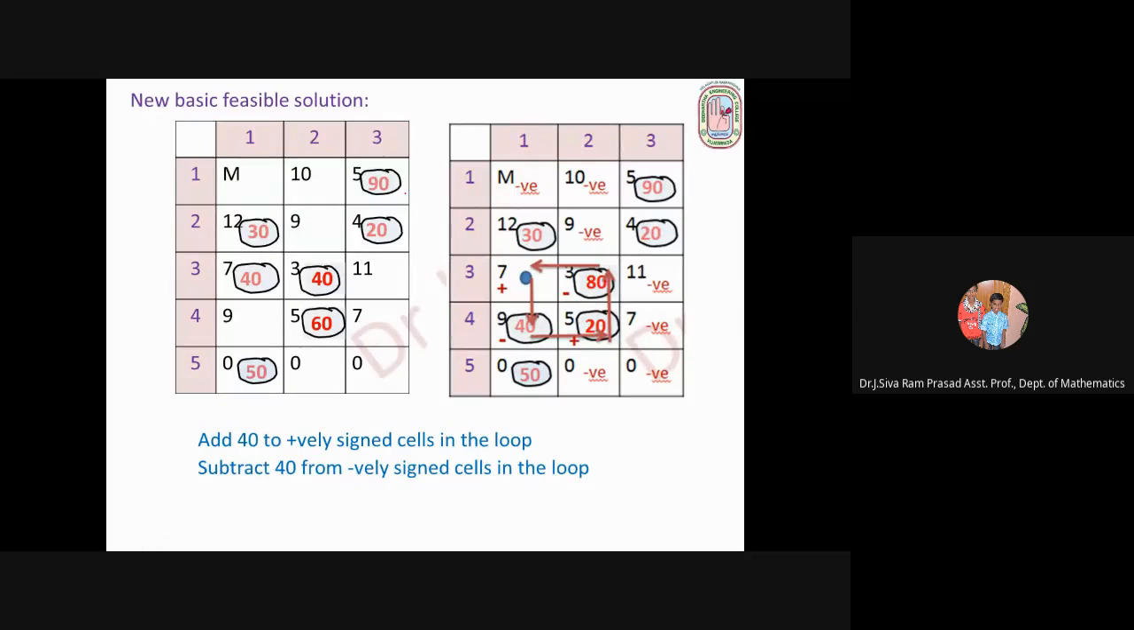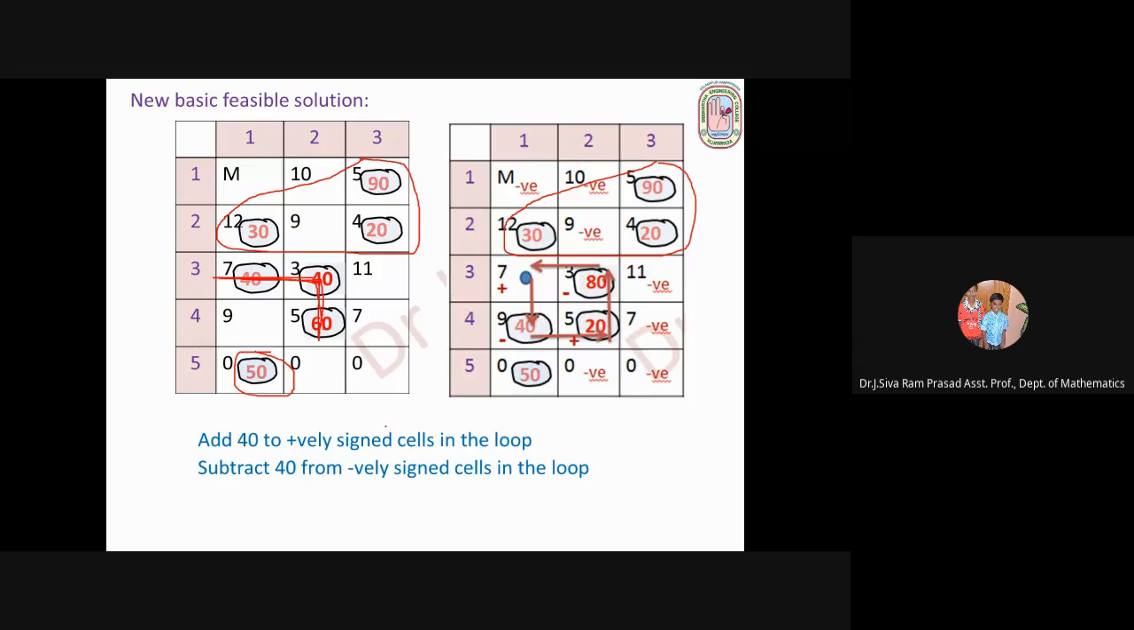So count the cells. These 3, 3, 6, 7. So 5 plus 3 minus 1 is 7. So we got all the basic cells. Here, observe the previous solution and the present solution. These 3 cells remain the same, and these 3 cells remain the same in the previous table and the present table. This cell is also the same. So only these 3 cells change.